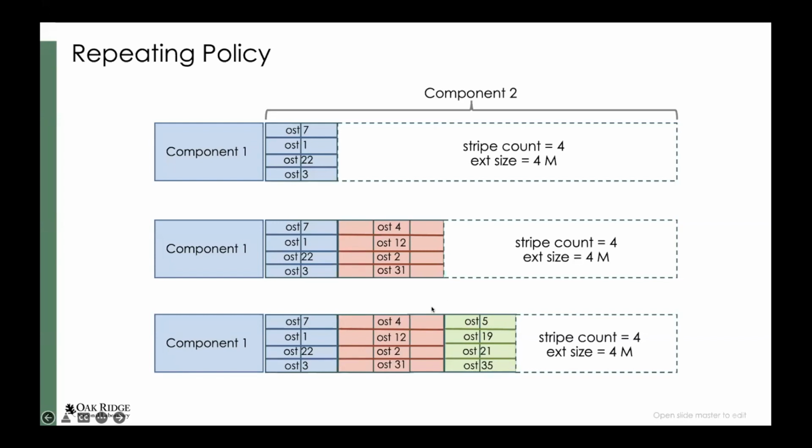And then say one of those OSTs fills up. Okay, well, I'm going to create another stripe count 4 component and pick 4 different OSTs, and I'll keep extending that in 4 megabyte chunks and filling it up. So this can allow you to keep that same stripe count 4 layout, but it will dynamically adjust the OSTs that are allocated to it if any of them begin to fill up.